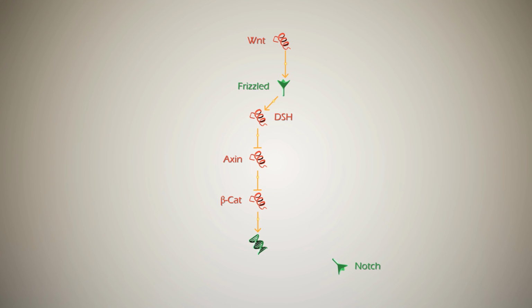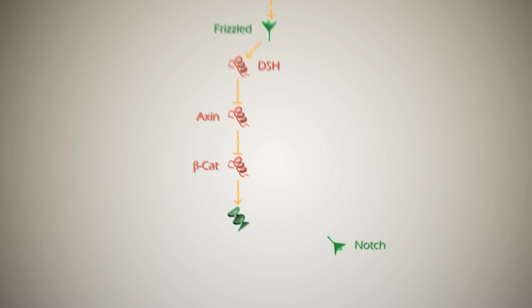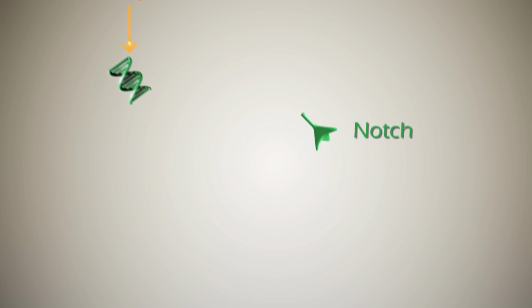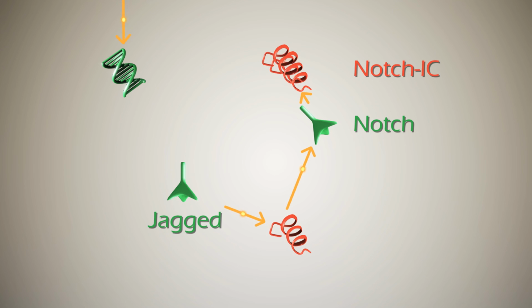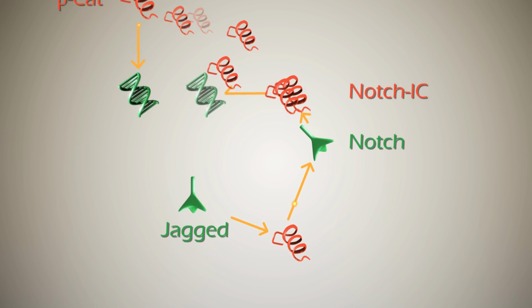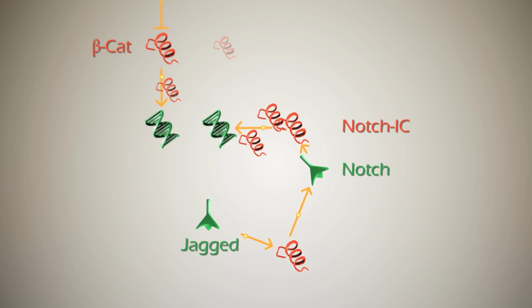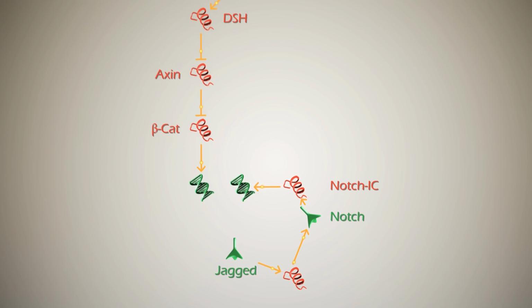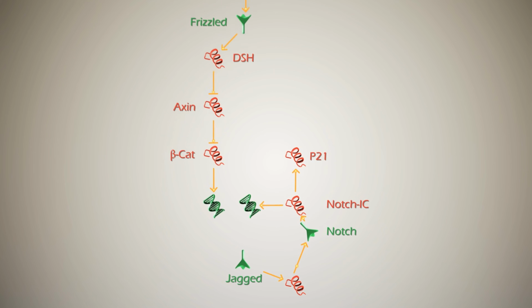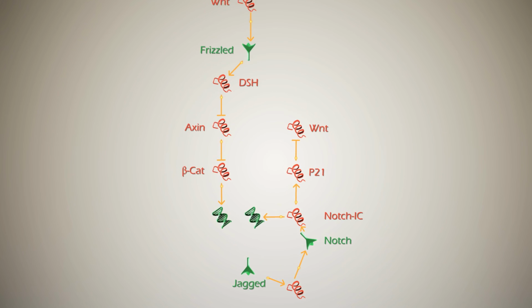Wnt signaling is therefore responsible for activating certain target genes. Notch signaling is named after the Notch receptor protein. When immediately neighbouring cells express ligands, for example jagged, on their surface, the Notch protein is cleaved and the intracellular domain of the receptor, Notch IC, travels to the nucleus. This leads to the activation of the transcription of the target genes of Notch signaling. One of the targets of Notch signaling is P21, and P21 is a negative transcription regulator of Wnt.